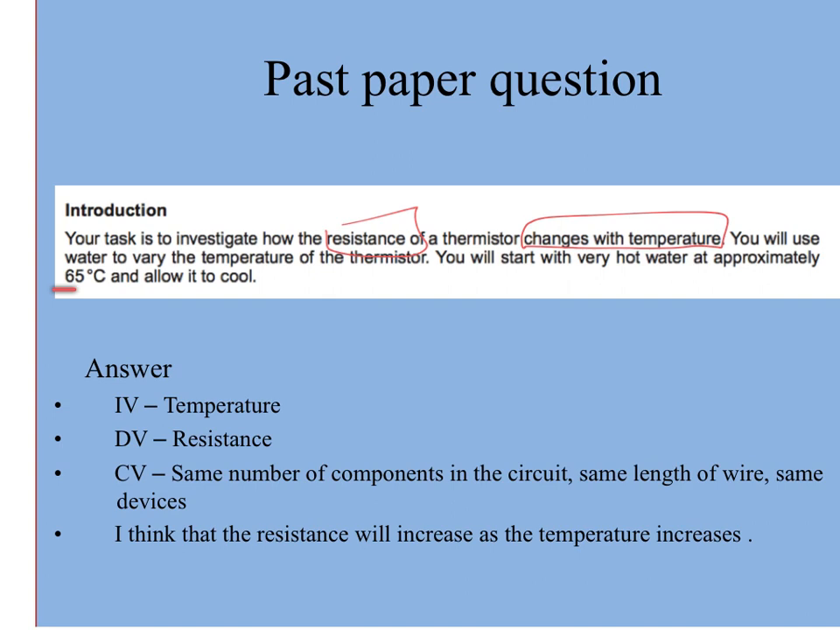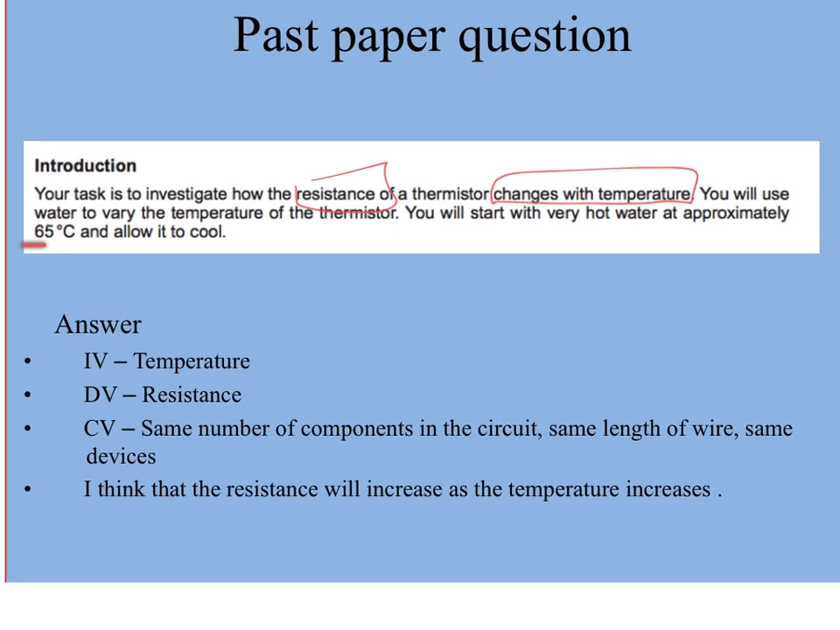But you would be thinking about components in the circuit. So what's in the circuit? Length of wire, same devices. It's a bit of a hard one if you haven't done a lot with circuits, okay? And then delete the I think that the resistance will increase as the temperature increases. But you could have written the resistance will decrease as the temperature increases or decreases, okay? Remember, it doesn't have to be true. It just has to be written as a statement. So even if you got it wrong, as long as you had a go at writing it as a statement.